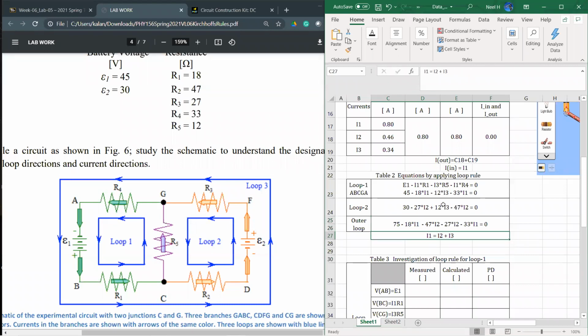Then we can simplify this and then solve, for example, these three equations simultaneously by using algebra to figure out what is I1, I2, and I3.